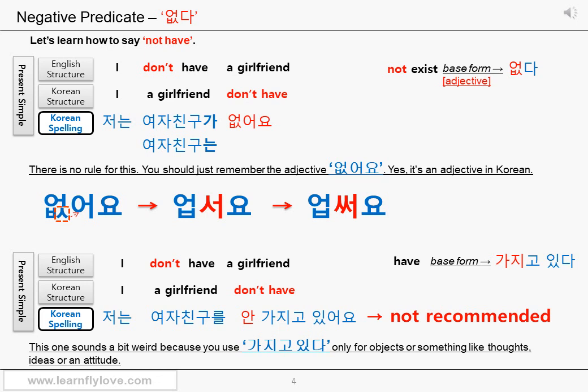저는 여자친구를 안 가지고 있어요. Well, native Korean speakers will understand what you're trying to say, but it would sound very unnatural because you use 가지고 있다 usually for objects, non-living things, or something like thoughts, ideas, or an attitude. Again, 있다 and 없다 can be used for both living things and non-living things, but 가지고 있다 is usually used for non-living things.